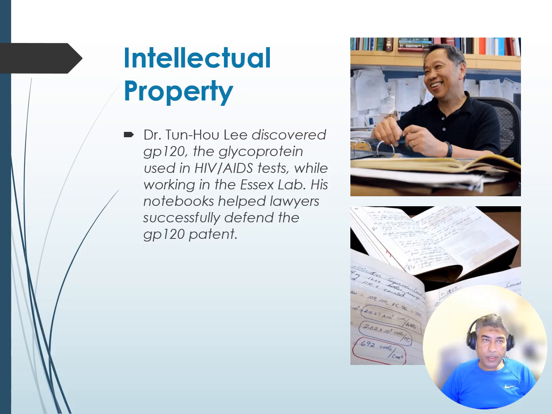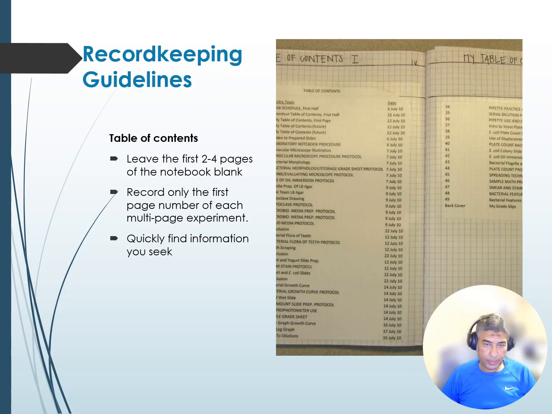So, in this example of an intellectual property case, Dr. Tunhu Lee discovered GB120, the glycoprotein used in the HIV/AIDS test, while working in the Essex labs. His notebook helped the lawyers successfully defend the GB120 patent.